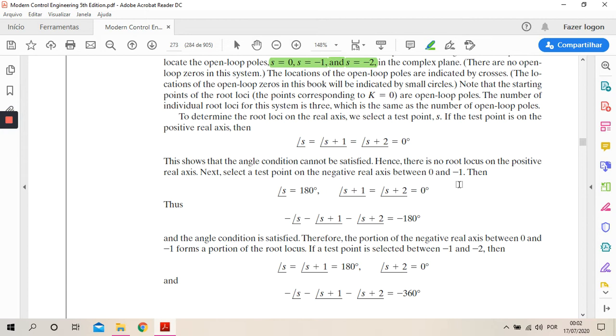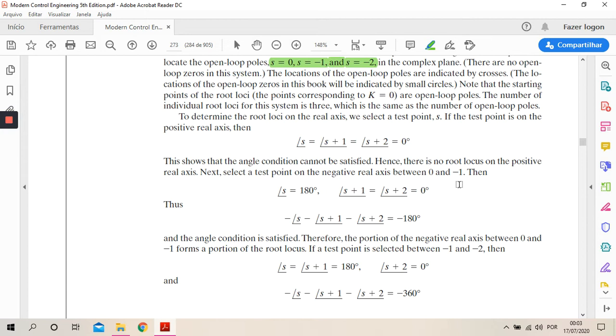To determine the root loci on the real axis, we select a test point. It is important that you understand this step. If the test point is on the positive real axis, then the angle of s is going to be equal to the angle of s plus 1, and they are going to be equal to the angle of s plus 2, which is 0, because they are on the positive real axis. This shows that the angle condition cannot be satisfied.